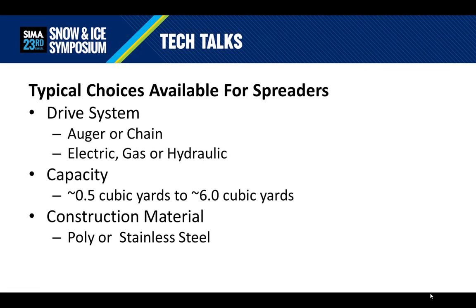When you're in the market for a spreader, there are a lot of choices out there, and for good reasons. In an attempt to simplify the decision-making process, I'm going to explain a simpler method that hopefully resonates with your business. Typically, there are three main choices to make. Number one is the drive system, which is usually driven by either an auger or chain conveyor and can be powered by either an electric motor, gas engine, or a central hydraulic system for the vehicle. Number two is the capacity, which ranges from approximately a half cubic yard to 6 cubic yards. And number three is the material it is constructed of, which is pretty simple, poly or stainless steel.